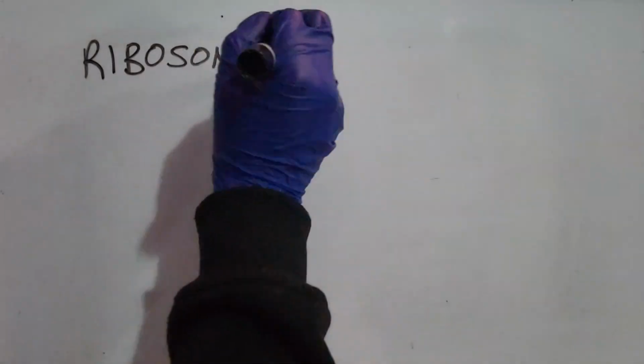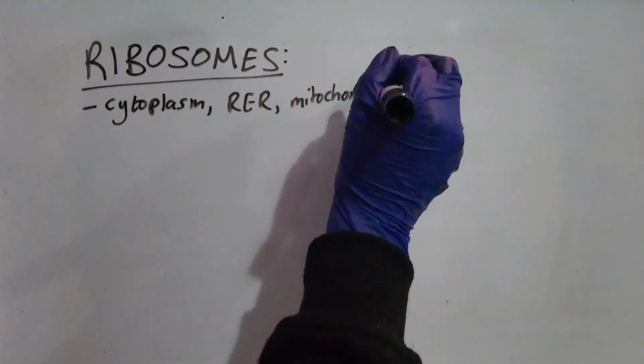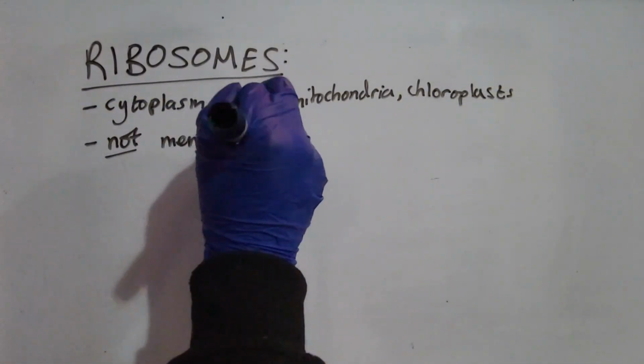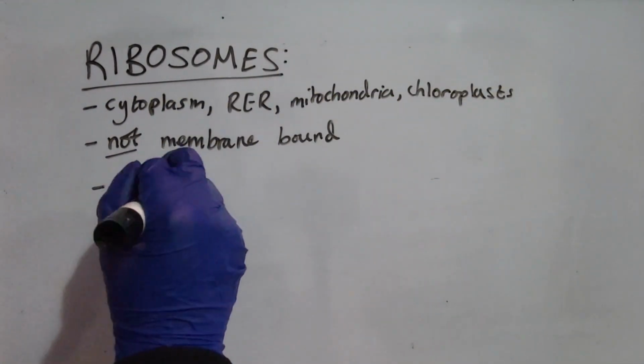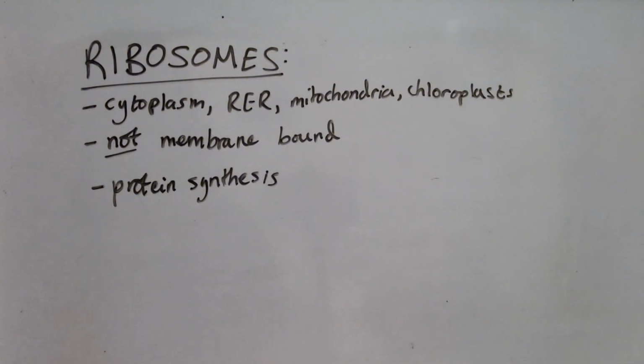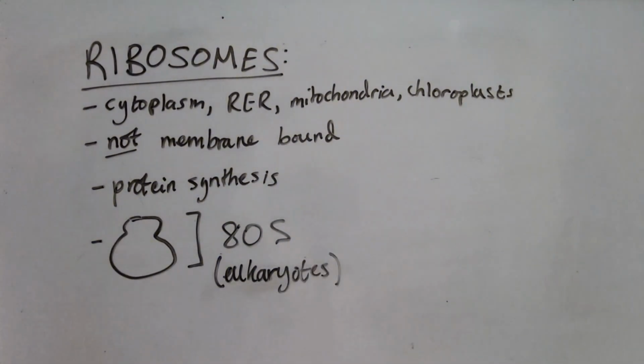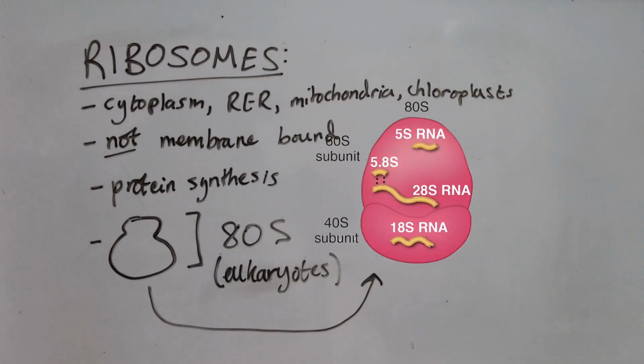Ribosomes themselves are found throughout the cell, in the cytoplasm or in the RER, and even in some organelles like mitochondria and chloroplasts. These are non-membrane bound organelles. As mentioned earlier, they are a site of protein synthesis. They exist as 70S in prokaryotes and 80S in eukaryotes. Ribosomes are typically composed of two units, which will become more relevant later on when we talk about protein synthesis.